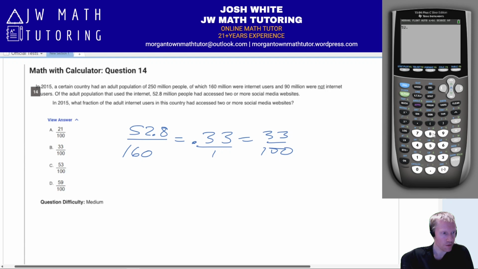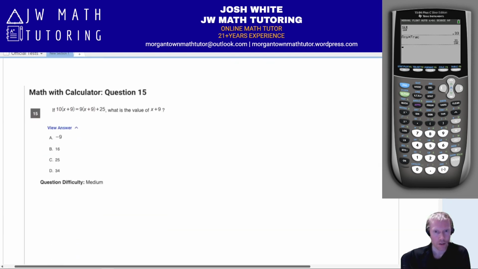So you could type in the 52.8. Actually, let's see. I'm going to type it in as a fraction and see if that will reduce it for us first. So I went to the fraction menu and typed it in vertically. Okay, it doesn't. It gives us a decimal. So now what we have to do is just go to math, then go to fraction, and hit enter. Okay, 33 over 100, and that's how we would get it. So the correct answer is just going to be letter B.